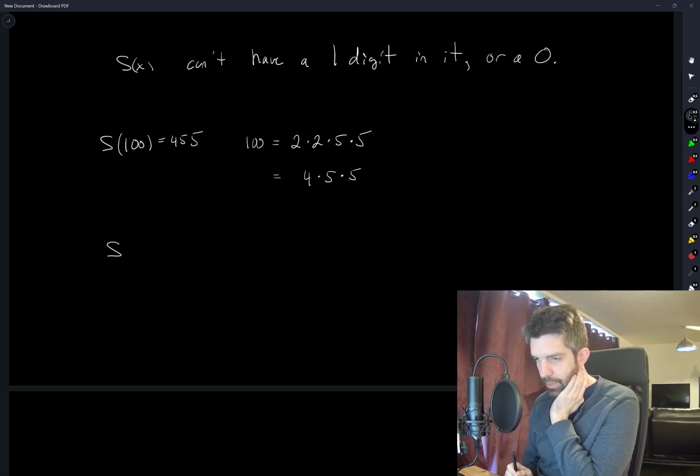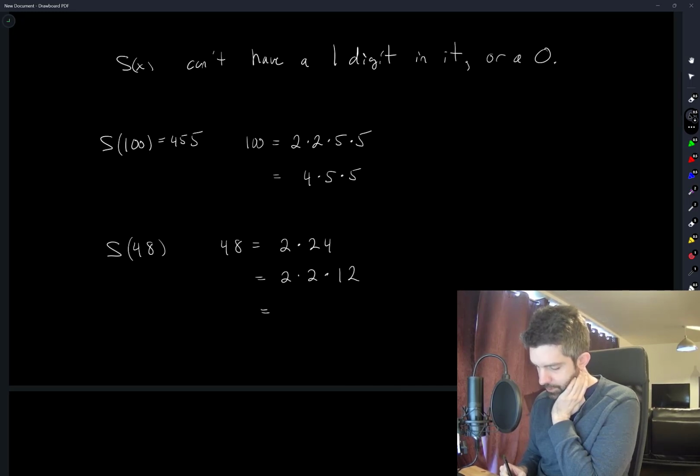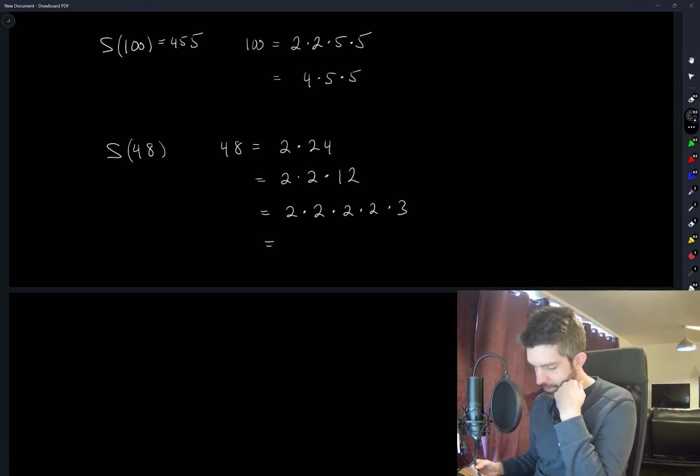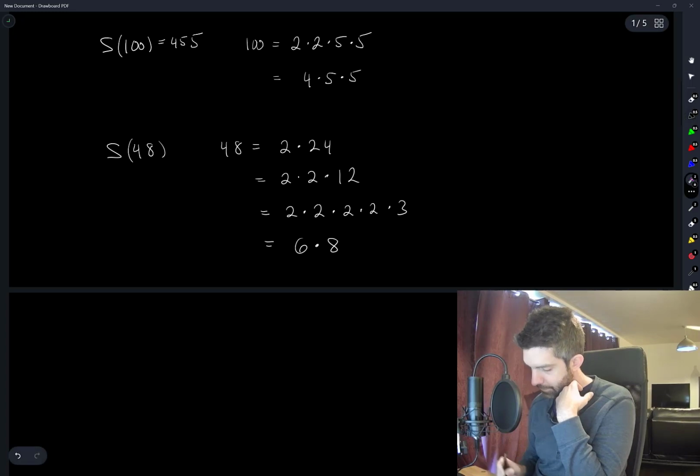S of 48. 48 is equal to 2 times 24, which is 2 times 2 times 12, 2 times 2 times 2 times 2 times 3. So we can do a lot of collapsing here. In particular, I can bring that down to 6 times 8. Right? There's 8, there's 6.